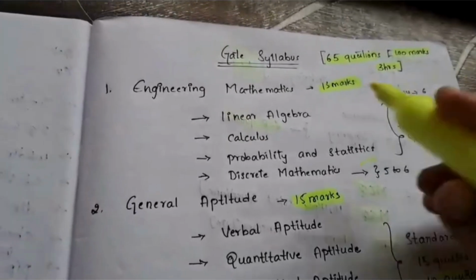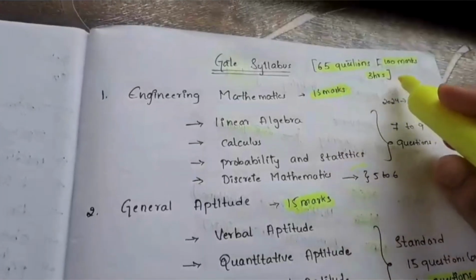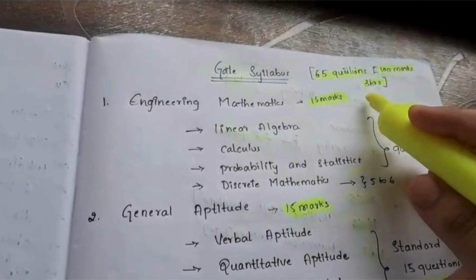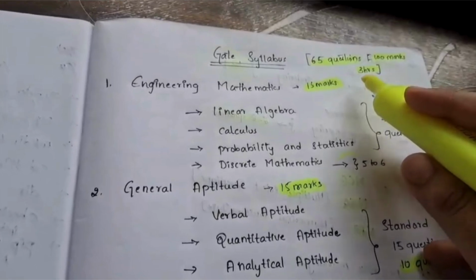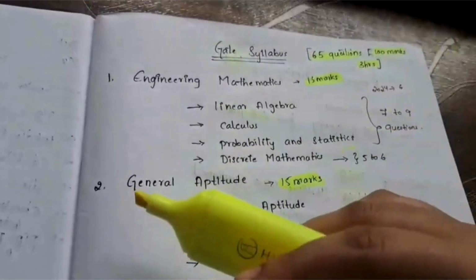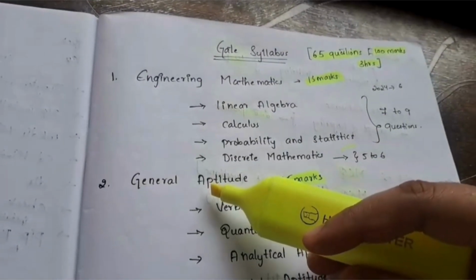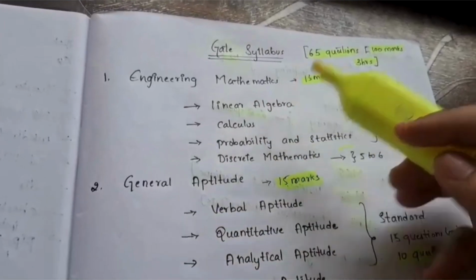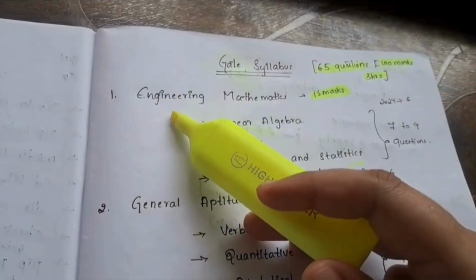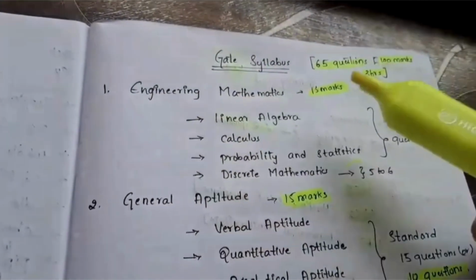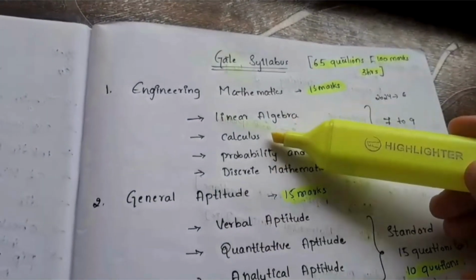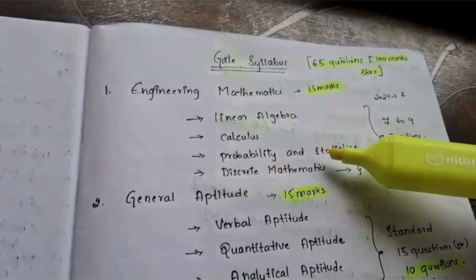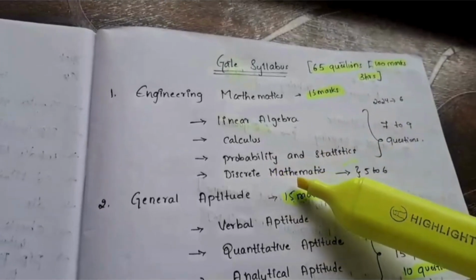That is, we have 65 questions for 100 marks for a duration of 3 hours. So in this, we will be having two sets. The first set is the general aptitude and the other set is the normal subjects. So first let's discuss the engineering mathematics. In this we have 4 segments, that is linear algebra, calculus, probability and statistics, and discrete mathematics.